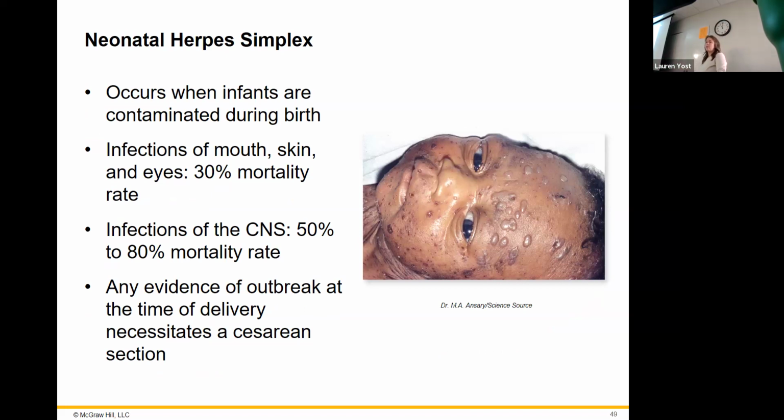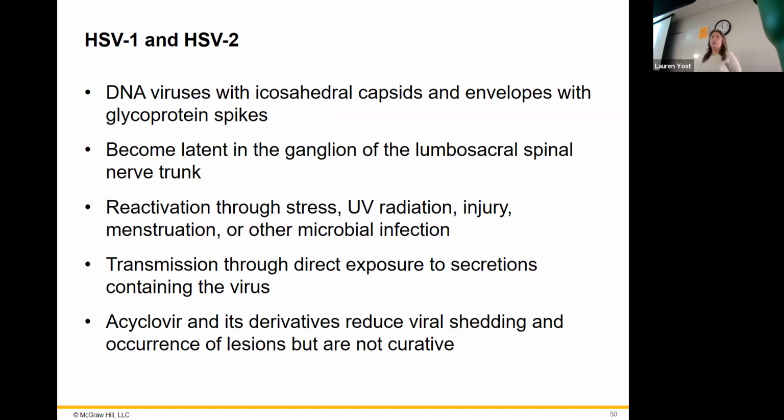We did mention neonatal herpes simplex a little bit, but this is just going over that. There is a 30% mortality rate if it's associated with the mouth, skin, or eyes, the typical areas where you would see herpes, right? If it does spread into the CNS, that is a 50 to 80% mortality rate for the baby. So this is why it is absolutely necessary to go ahead with a C-section if somebody is presenting with a herpes outbreak in the genital region when they're trying to give vaginal birth.